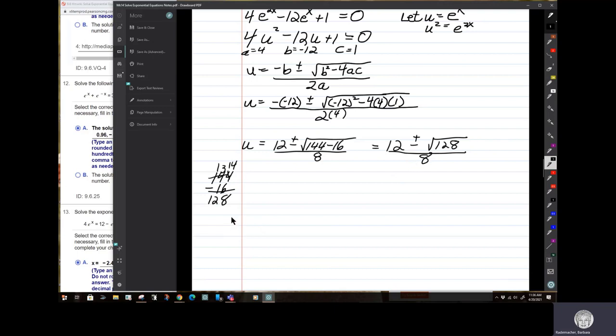I know 4 will go into it. 128 will equal 4 times 32. And 32 equals 16 times 2. So let's see if that's true, if 8 times 16 really is 128. So 16 times 8. No, it's not. Okay, so 128 equals 4 times 32. That's for sure. 32 equals 16 times 2.